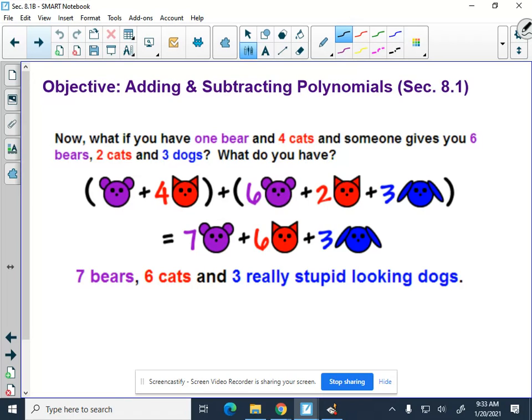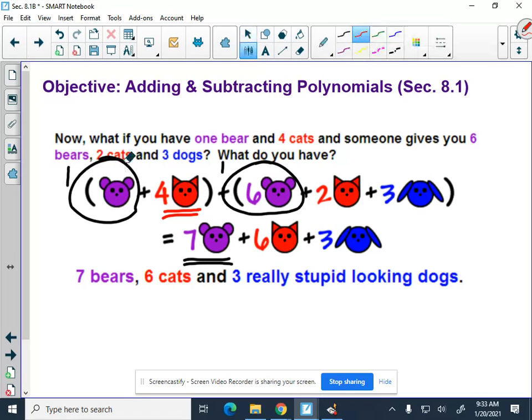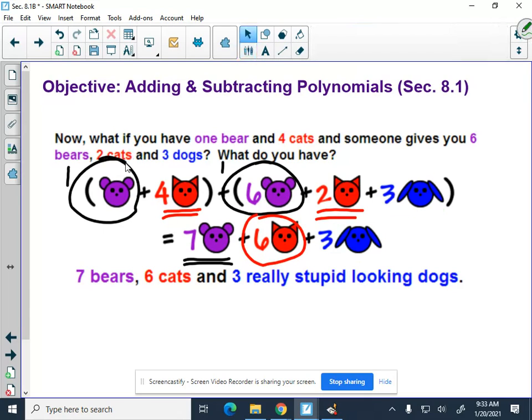what I can do is take my 1 bear and add it to my 6 bears and have 7 bears. I can take my 4 cats, add them to my 2 cats, and I have 6 cats. I can take my 3 dogs and I still just have 3 dogs. There were no like animals of the same kind. What I can't do is add these. I then have 7 bears, 6 cats, and 3 dogs.